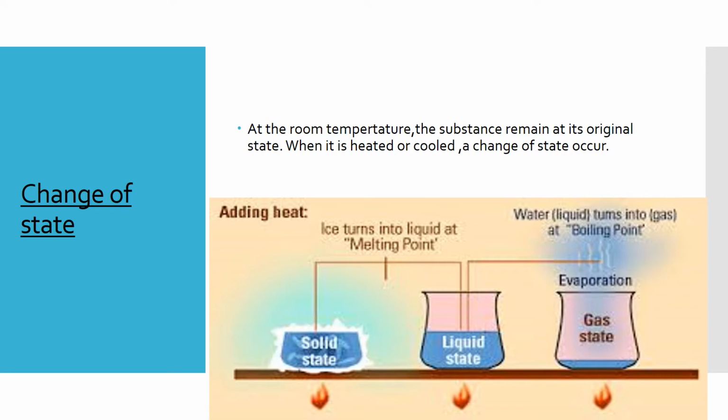At room temperature, a substance remains in its original state. When a substance is heated or cooled, a change of state occurs, as you can observe in the following diagram. When the particles of matter absorb or lose energy, their movement is affected and the spaces between them either increase or decrease. This results in the change of state.